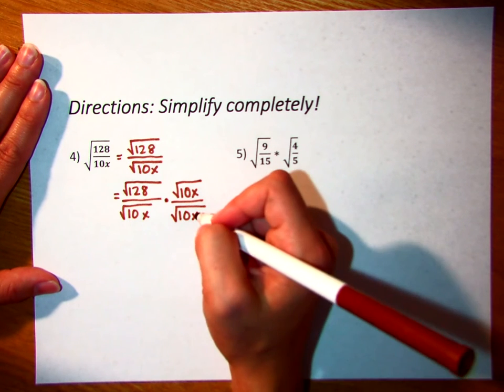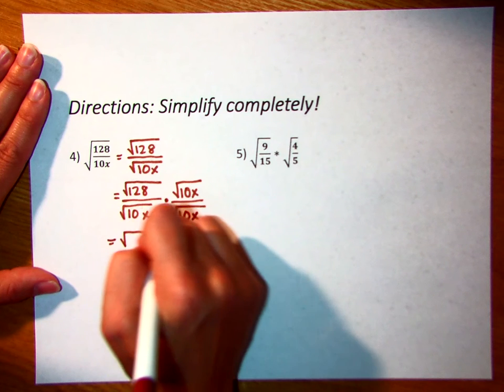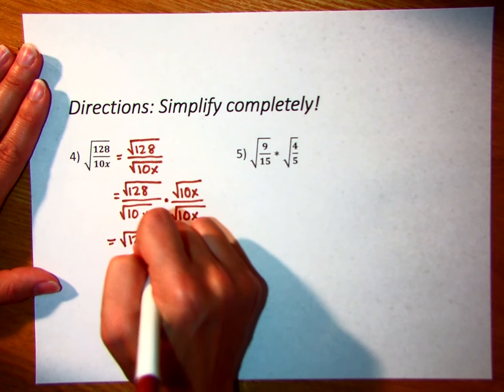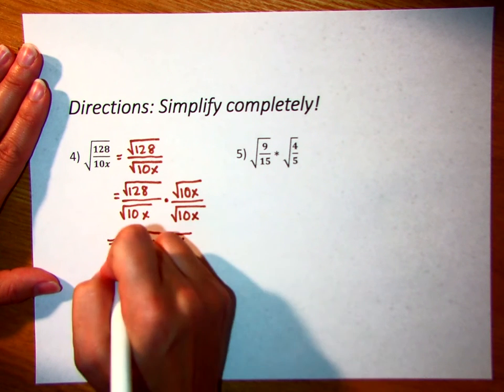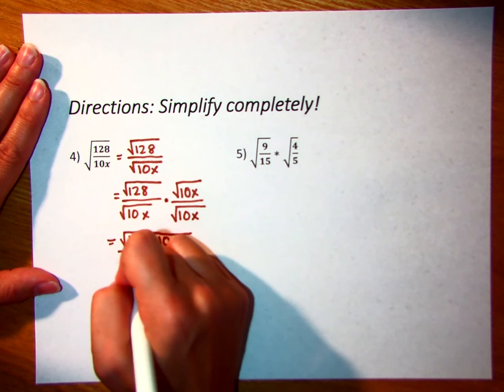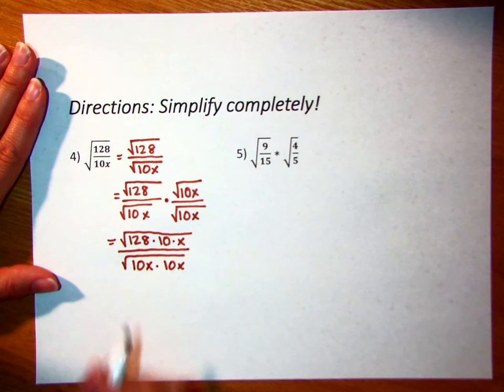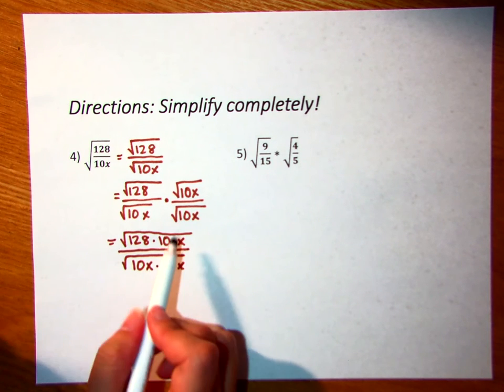When I do that, I'm going to go ahead and combine everything on the top. Again, it's not worth multiplying it out. It's going to be 128 times 10 times x, all of that over, on the bottom, 10x times 10x. So let's go ahead and start working on simplifying the top here.